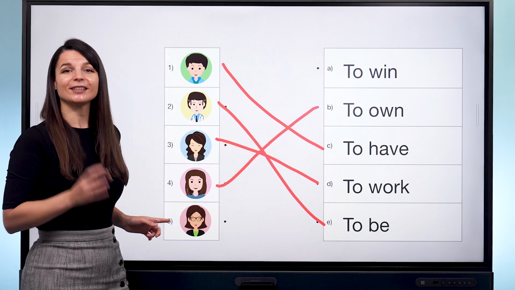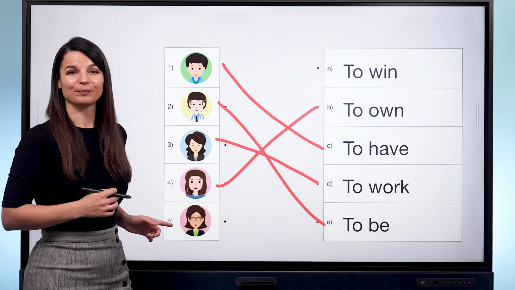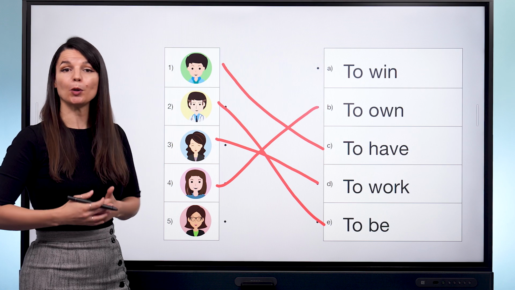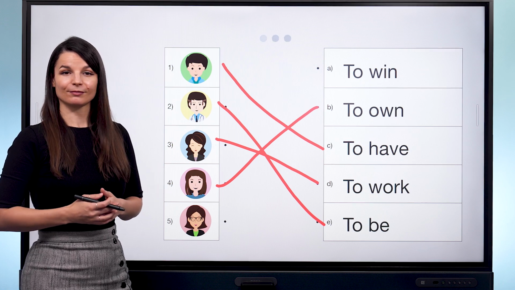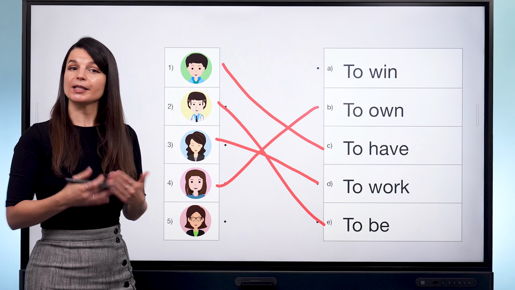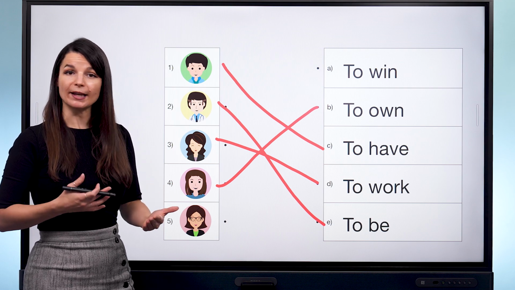If I won the lottery, I'd go bowling every day. One more time. If I won the lottery, I'd go bowling every day. Did you hear won? Won is the past simple form of to win.